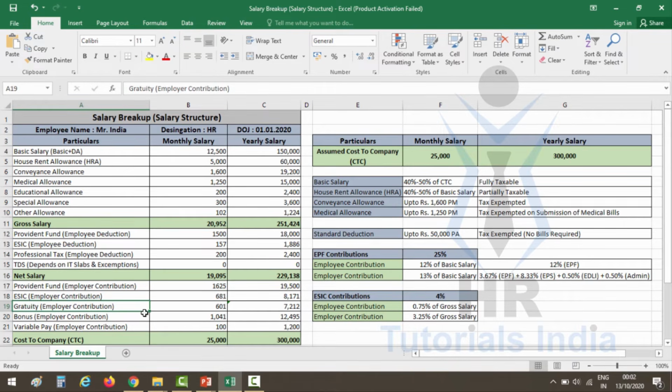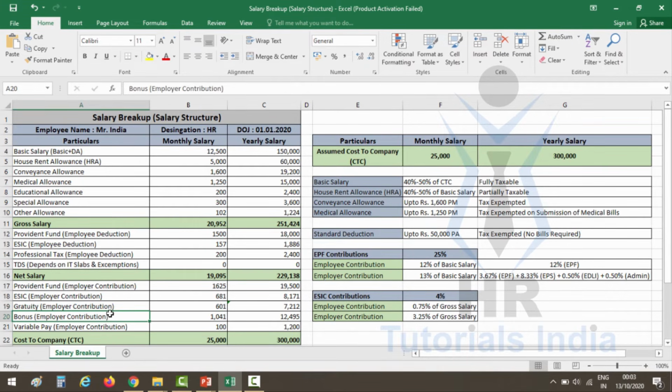Then comes the gratuity. Gratuity cannot be calculated on a monthly basis. Here we calculate the gratuity on a yearly basis. The formula of gratuity is basic salary divided by 26 days into 15 days. So B4 is the basic salary divided by 26 into 15 working days. This is for 1 year. If the number of years increases, if it is for 2 years, here it will come for 2 years and accordingly gratuity will be calculated. Here this rupees is for the year, and divided by 12 results in monthly gratuity.